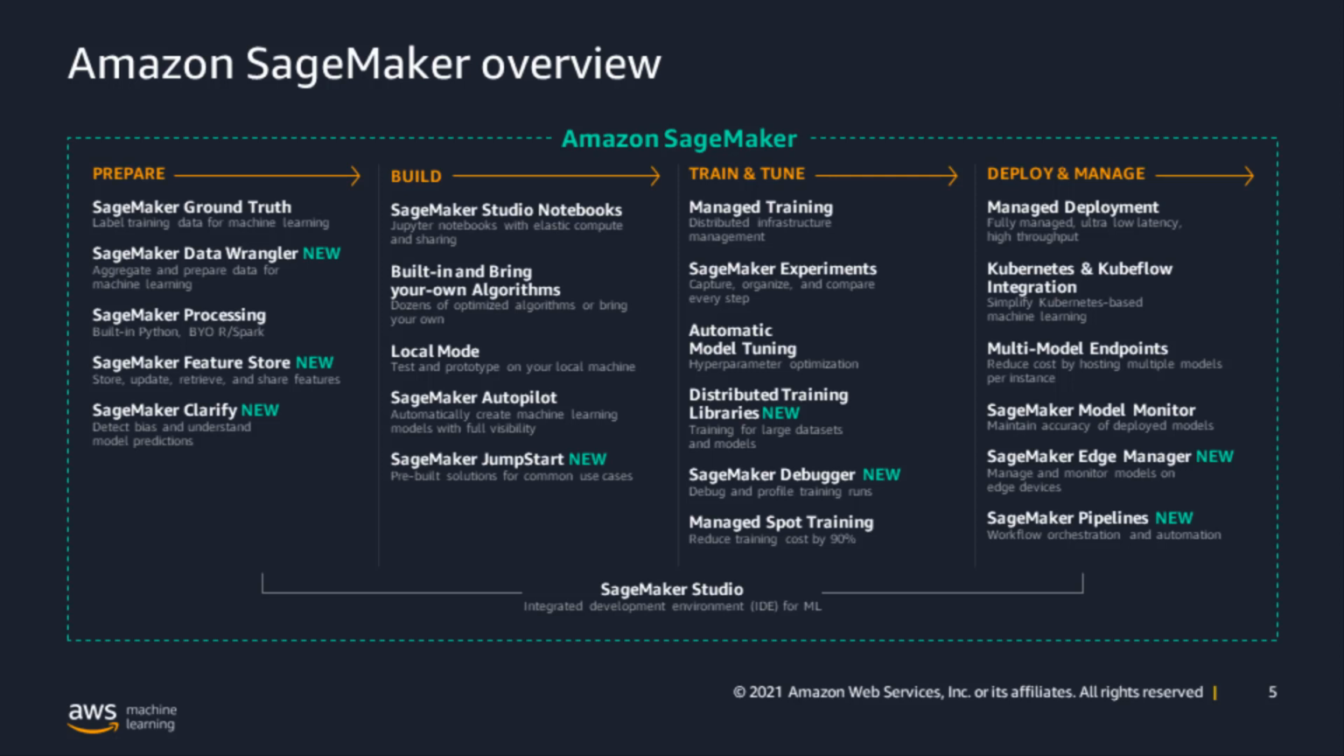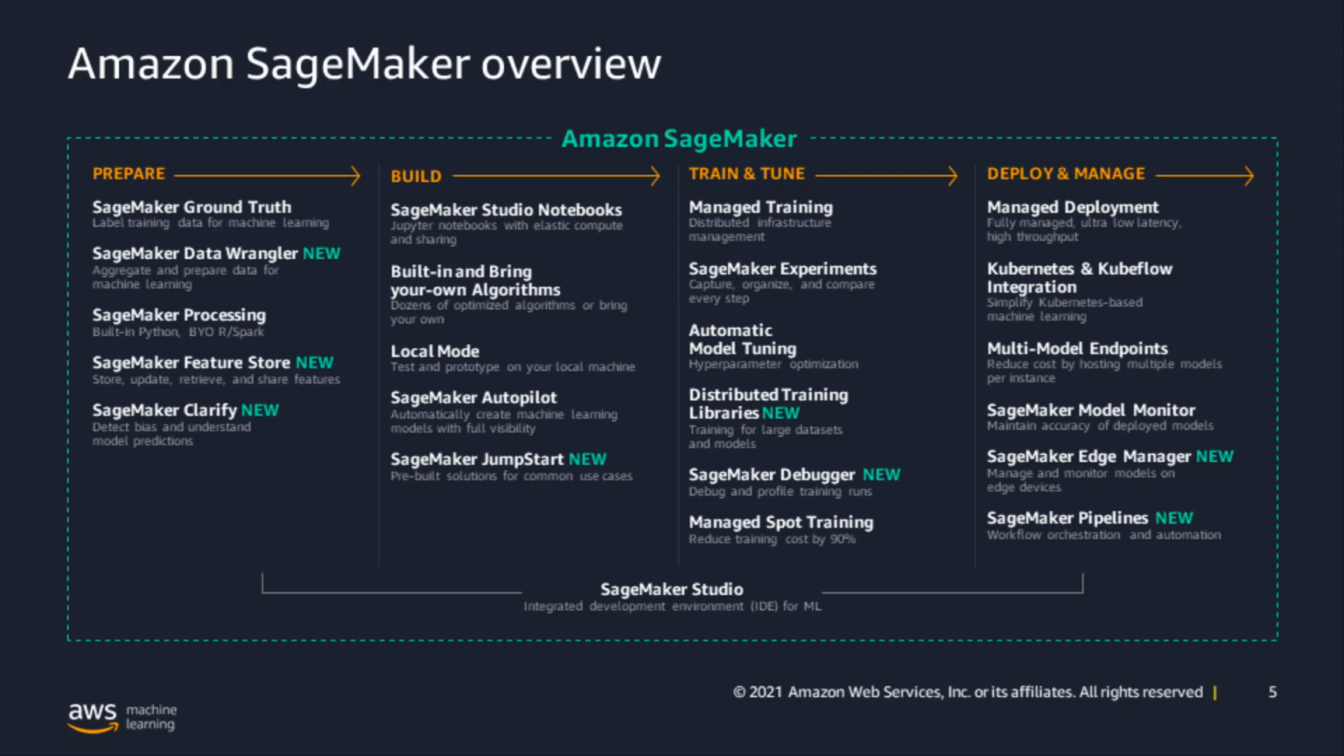Then on the build side, we have a lot of components and features, but with SageMaker JumpStart, which is a new feature, we have pre-built solutions for very common use cases. These are solutions that you can directly deploy into your environments, into your AWS accounts, and it'll give you everything set up for a variety of use cases. So it's a great thing to get started with when you're looking into your SageMaker journey.